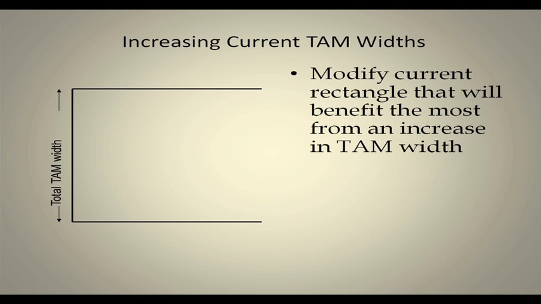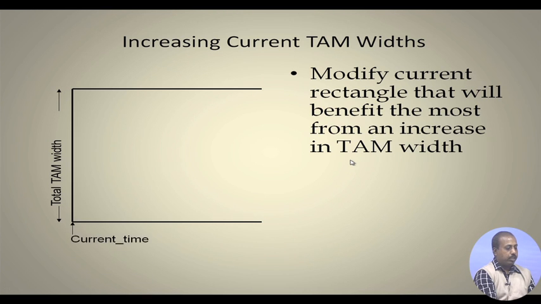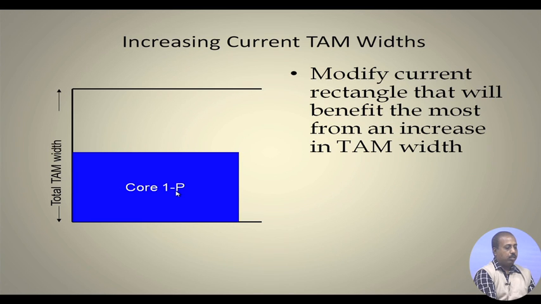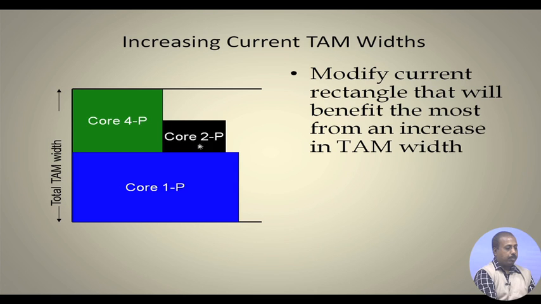Now, sometimes we need to increase the current TAM width. So we modify the current rectangle that will benefit the most from an increase in the TAM width. Let us see this example. Core 1 is put here, core 4's preferred rectangle is put here. This is the current test time. Now I can put this core 2 preferred rectangle, so this much of TAM is now available. I can put the core 3 preferred rectangle if necessary, but here the remaining TAM width is not sufficient for putting any new core. So we try to utilize this much of TAM using some other TAM width of core 3.